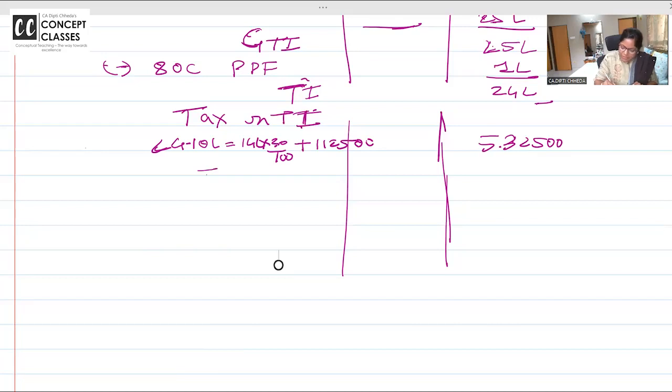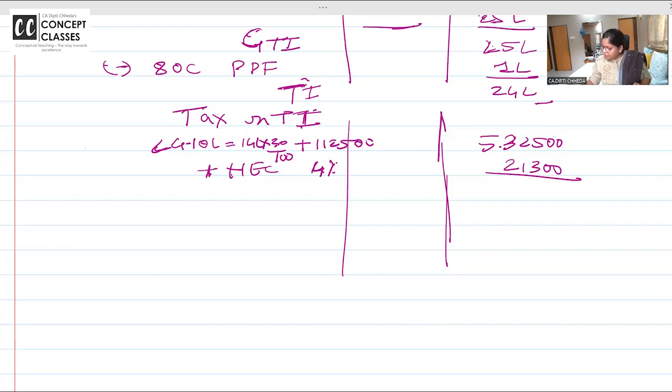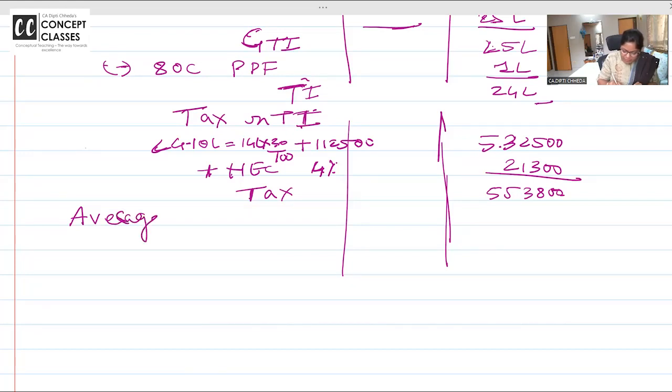And there is no surcharge because the income didn't exceed the limit. But of course there is 4% cess: 21,300 plus 5,32,500. 5,53,800 is the tax. Now we are doing the average tax in India.